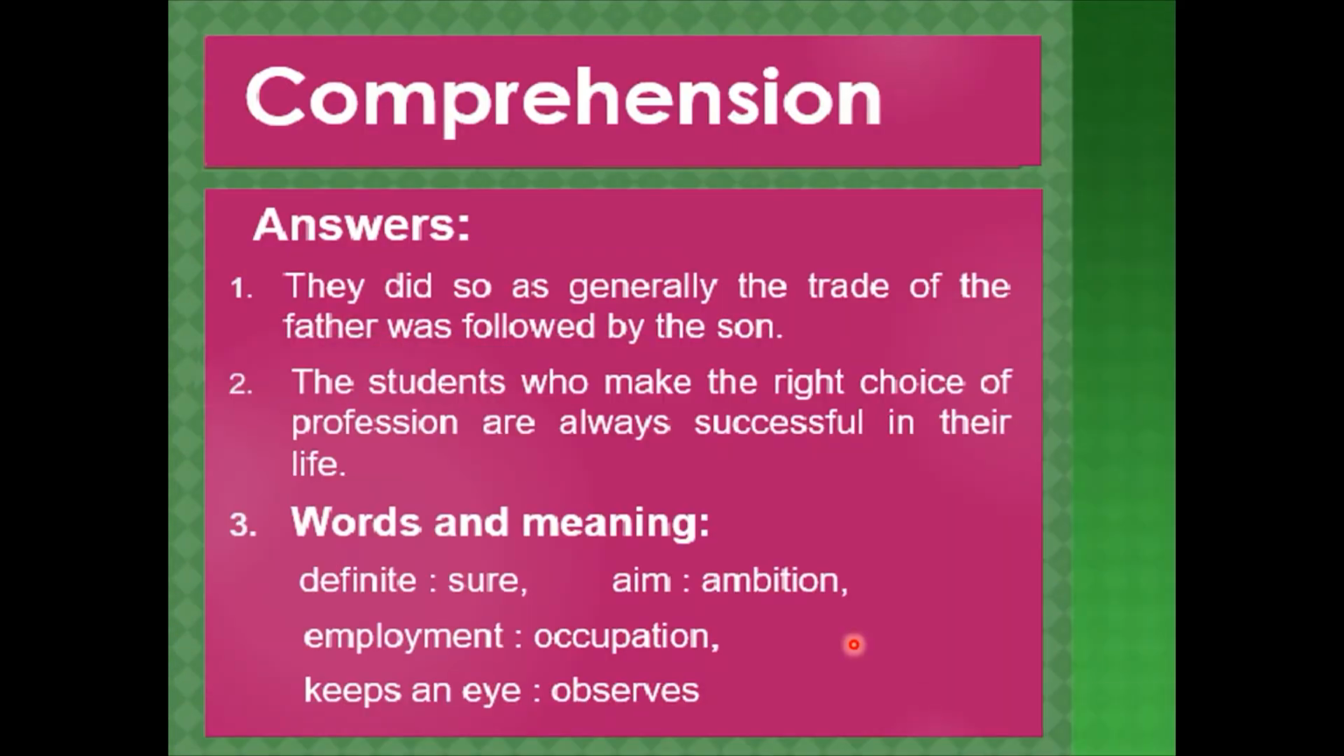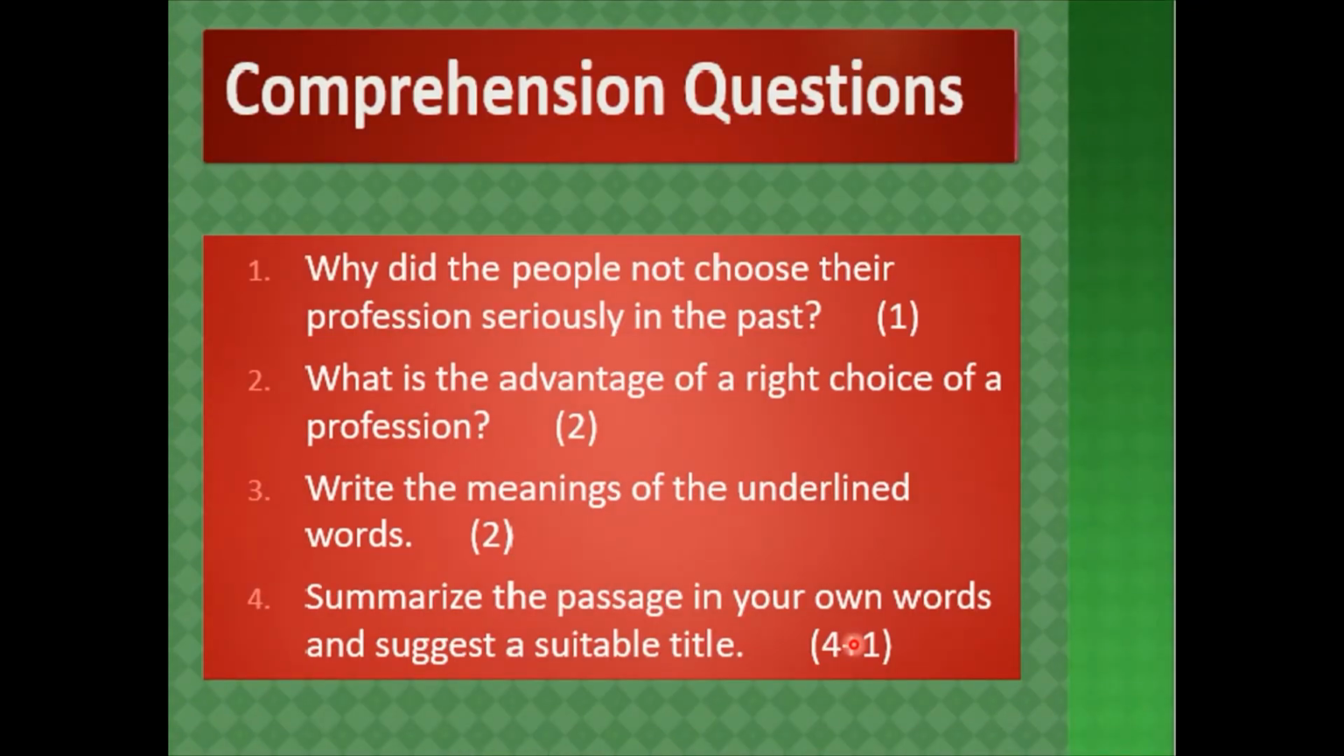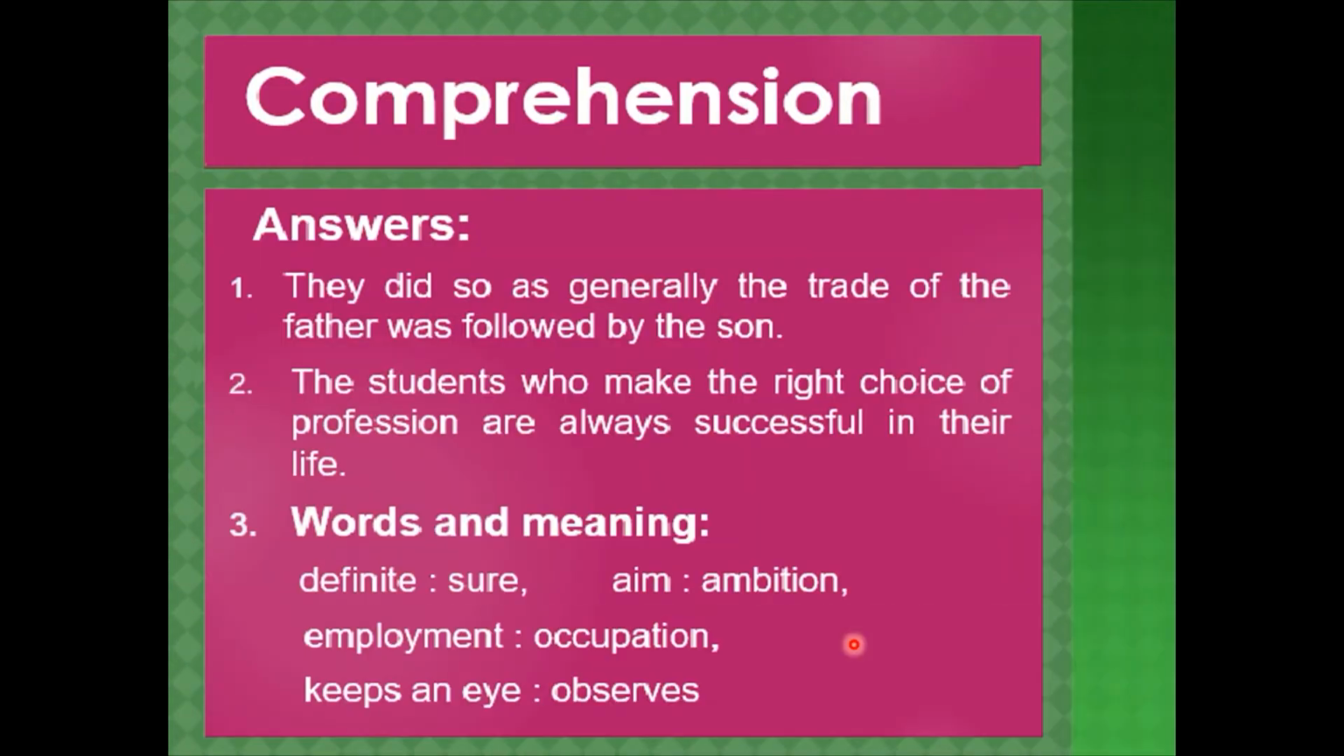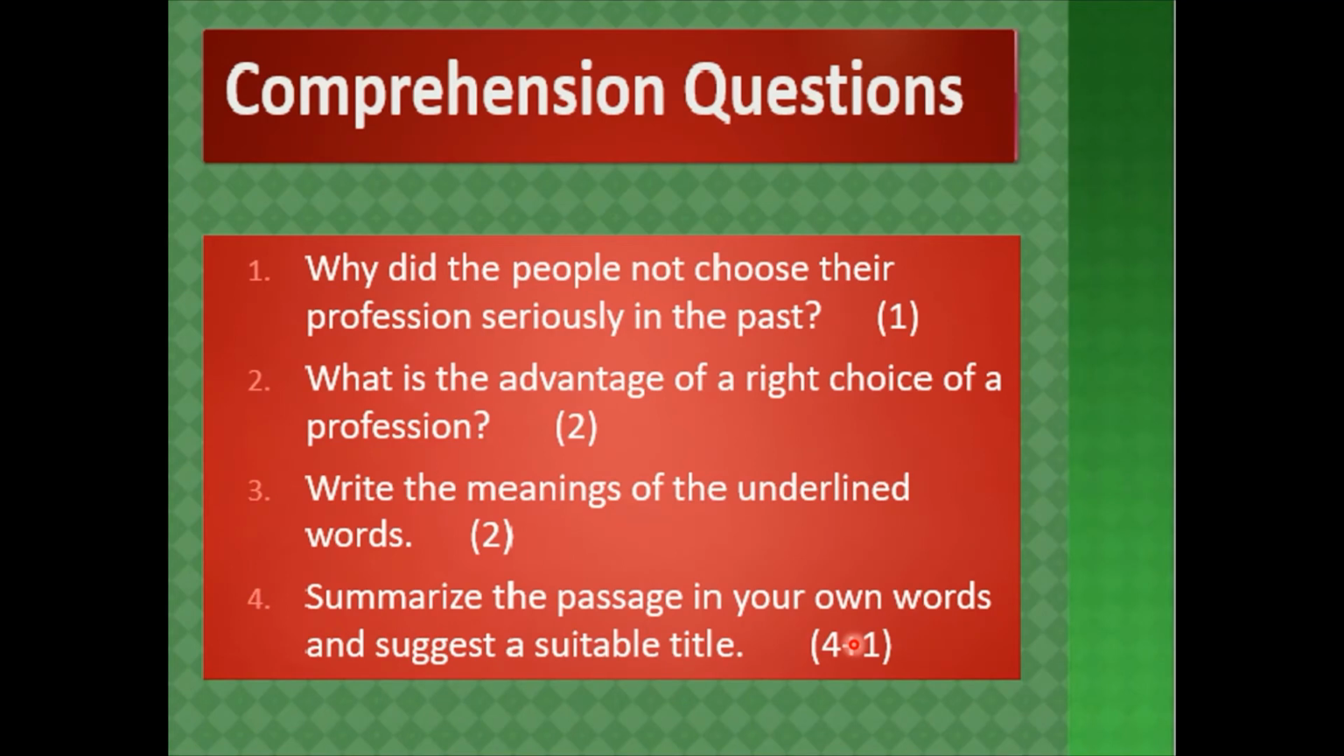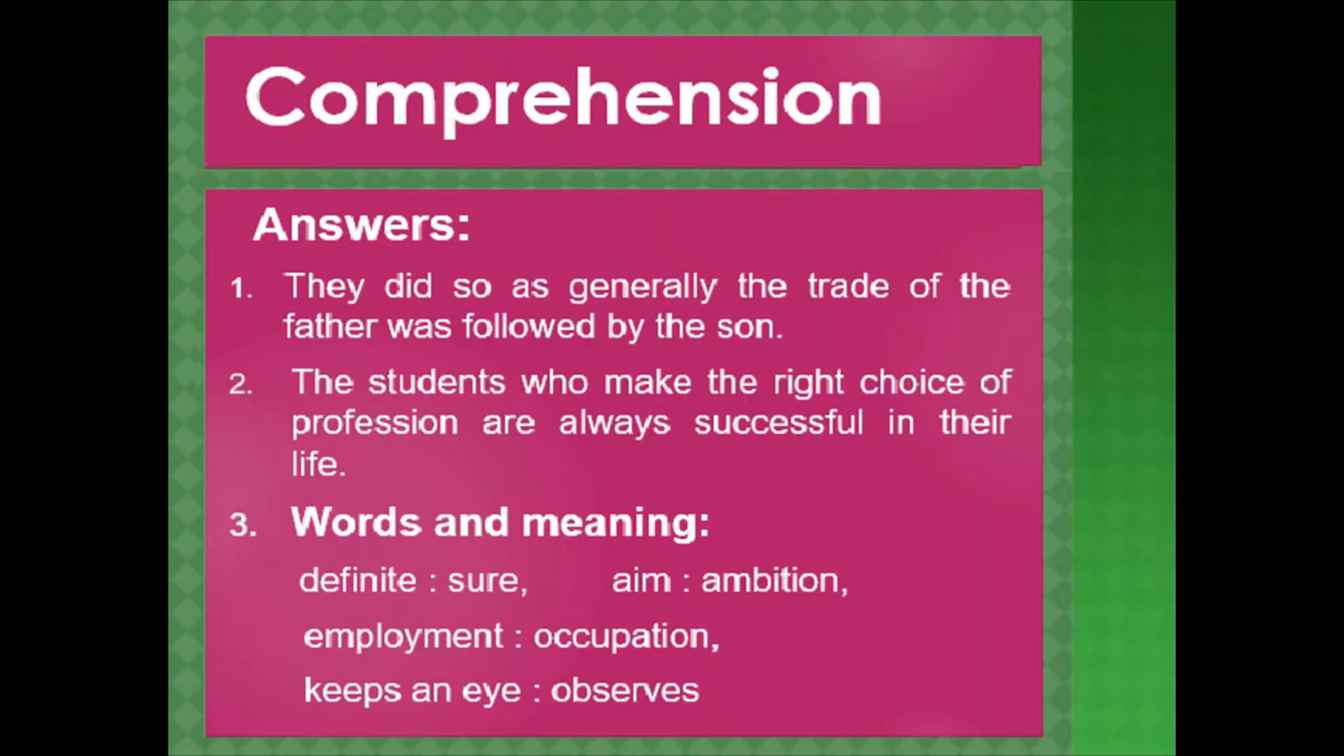So now see the answer of the first question. First see the question, question number 1: why did the people not choose their profession seriously in the past? Now see the answer number 1. They did so as generally the trade of the father was followed by the son. Now see this question number 2. What is the advantage of a right choice of a profession? Answer number 2 is the students who make the right choice of profession are always successful in their life.